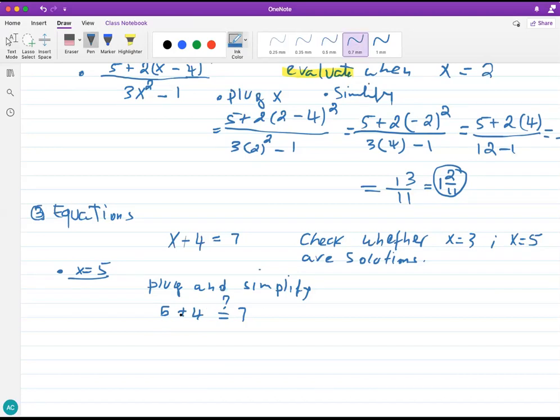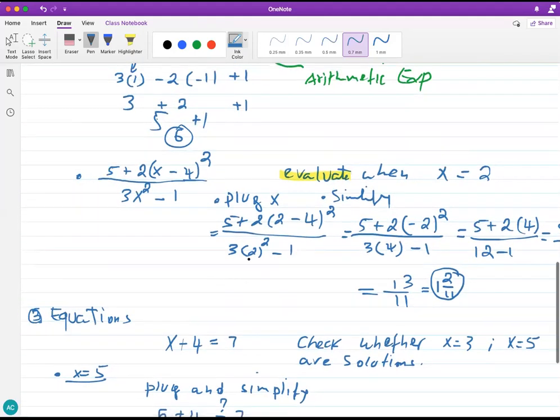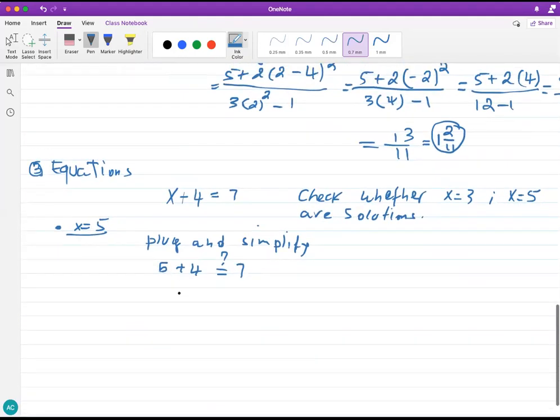It's not always this simple. You could have a lot of stuff here, parentheses and numbers and exponents, maybe on the other side as well. So you need to follow the order of operations, just like here. Simplify and see what you get. So 5 plus 4, that's 9. And we have 7. Obviously, 9 is not equal to 7. This is a contradiction.